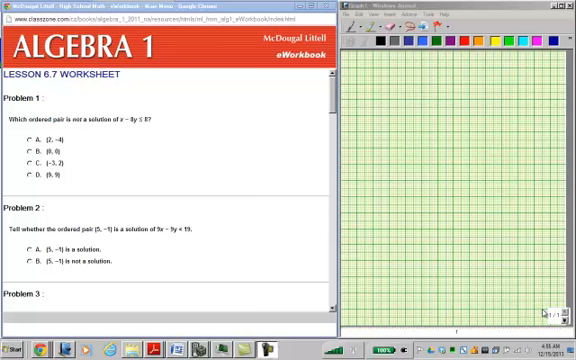All right, Jack. So let's go through this worksheet here, and let's just go through these problems. Which ordered pair is not a solution of 8 minus xy is less than or equal to 8? Now, probably the easiest thing to do is to simply plug in the numbers. So let's start with that. So 2 for x and negative 4 for y.